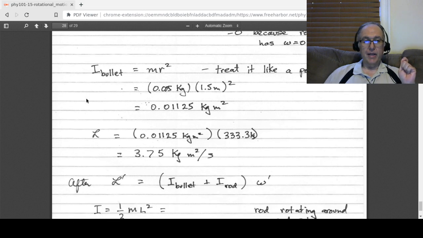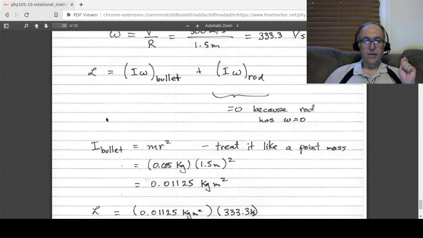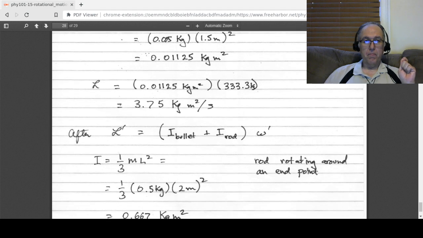Okay, and so plug that into our formula here, because we need I and omega. So we have I now. There it is. We have omega. There it is. Multiply the two together, and you get a total angular momentum before the collision of 3.75 kilogram meters squared per second. Those are the units of angular momentum, kilogram meters squared per second. There's no abbreviated unit for it. It looks like a funny unit, but there it is.